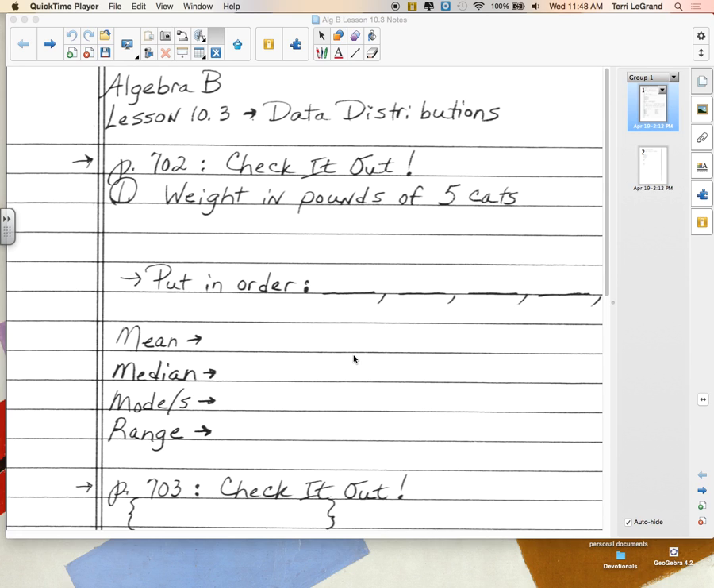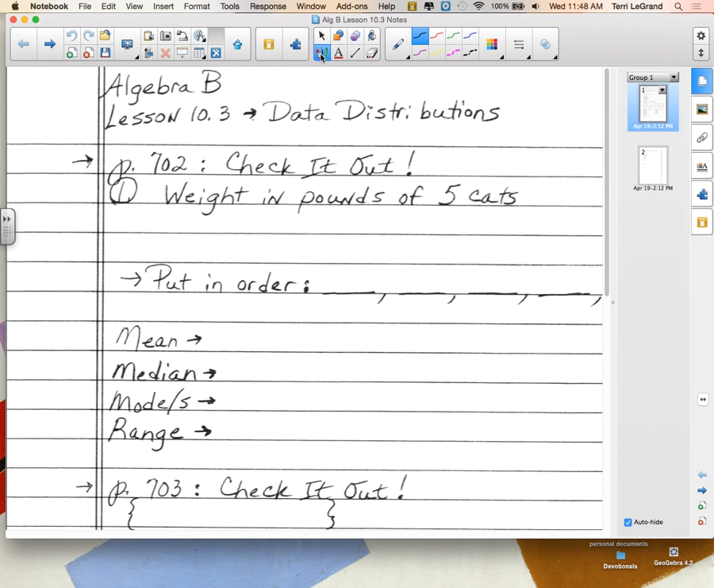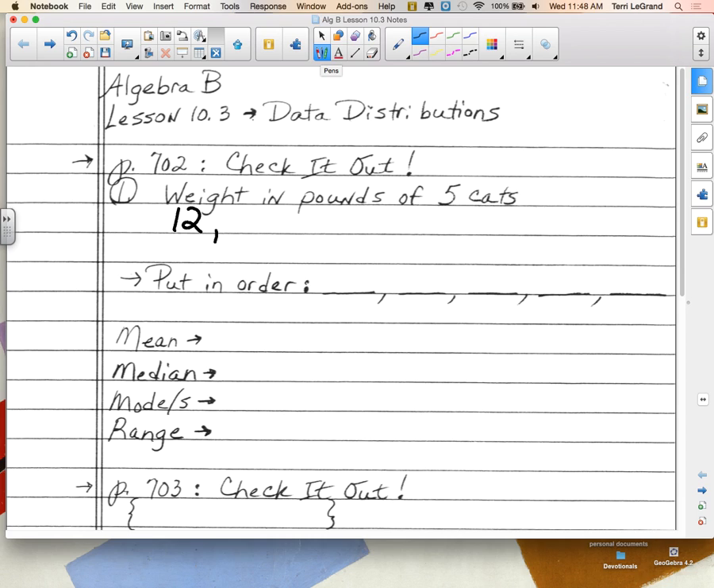Let's write those down in our notes here. The weights: 12, 14, 12, 16. Okay, so we have a pretty small data set. It's only got 5 values in it.